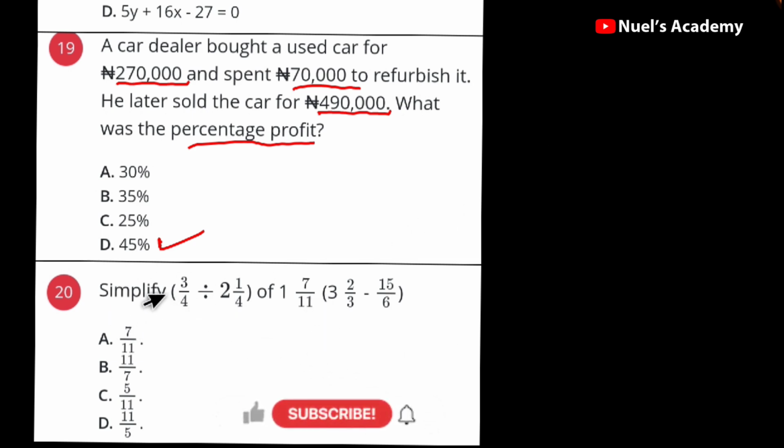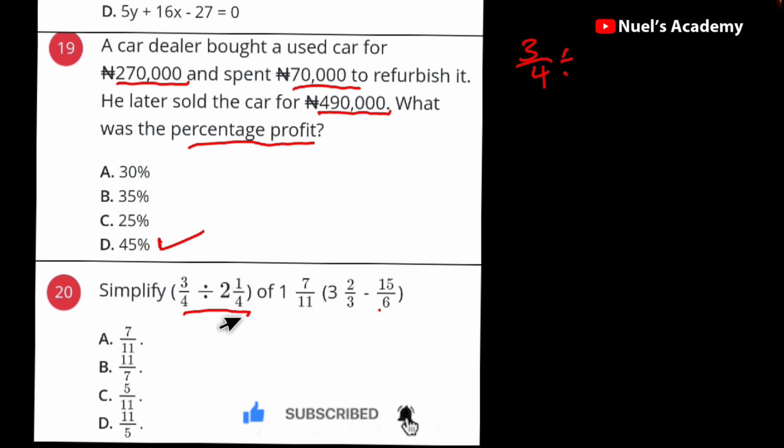So finally, let's solve question number 20. Question number 20 says simplify in brackets 3 over 4 divided by 2 and 1 over 4 of 1 whole number 7 over 11 into brackets 3 and 2 over 3 minus 15 over 6. So let's solve this bracket first. So this bracket is 3 over 4 divided by this 2 and 1 over 4. If you convert it to improper fraction, you are going to get 2 times 4 is 8, 8 plus 1 is 9, then this is 9 over 4.